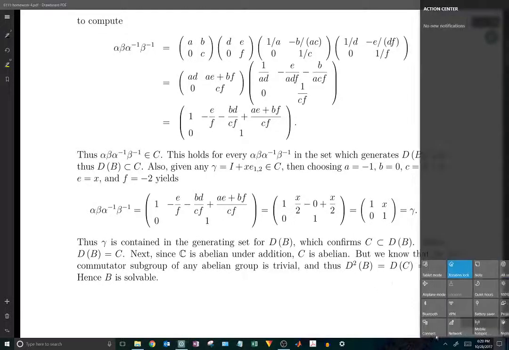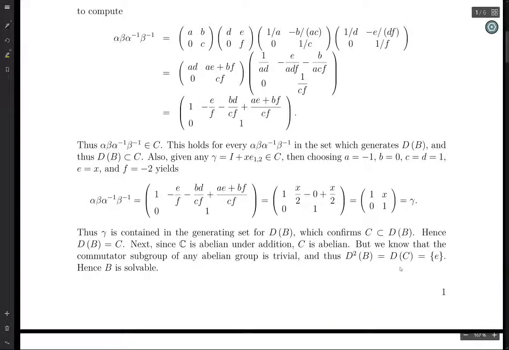I should hide the bottom there. And so C is abelian. We know the commutator subgroup of any abelian group is trivial. Because if you look at any element of the commutator subgroup, alpha, beta, alpha inverse, beta inverse, because of commutativity, you move the alpha inverse next to the alpha, and the same with the beta inverse, and the alphas and the betas cancel, you just get 1. So it's a trivial subgroup.